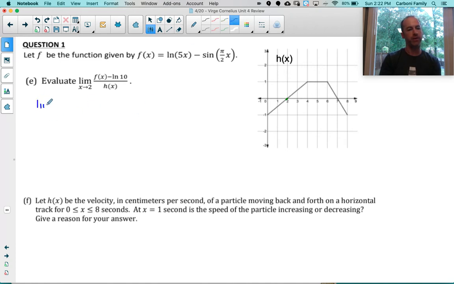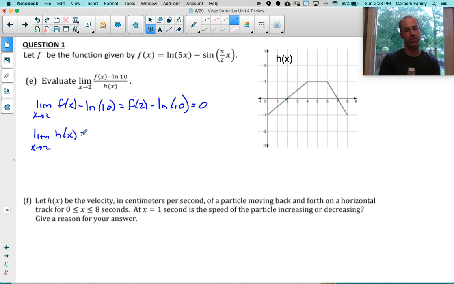On a free response question, you establish the conditions to use L'Hopital's rule by limiting the numerator and denominator separately. If you did f of 2, that would be the natural log of 10 minus the sine of pi, which is 0. So I know my top is 0. Now I have to establish the limit as x approaches 2 of my denominator is also 0, which it is. Both sides of 2 are approaching 0. Therefore, we can use L'Hopital's rule.